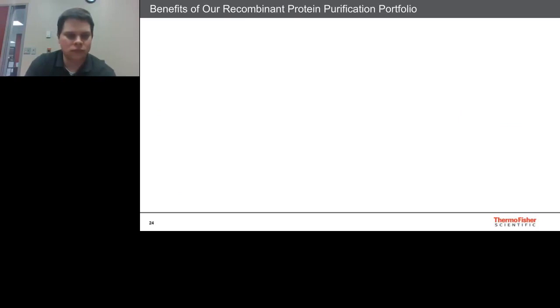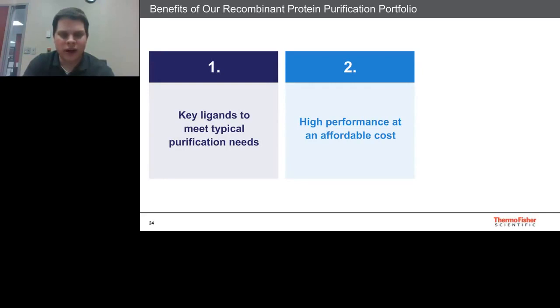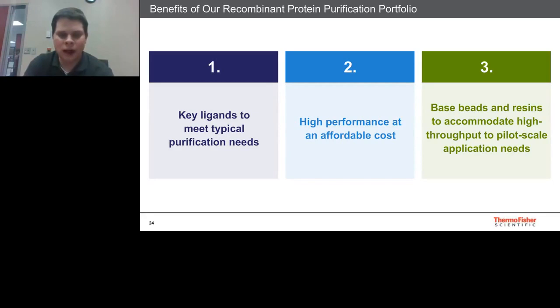In summary, our portfolio of recombinant protein purification tools provide the following benefits. Key ligands are available to meet typical purification needs. Our resins and beads are economically priced and perform well in regards to binding capacity and purity. And we have a variety of supports to accommodate all scales, allowing the user to choose the right support to optimize the recombinant protein purification.